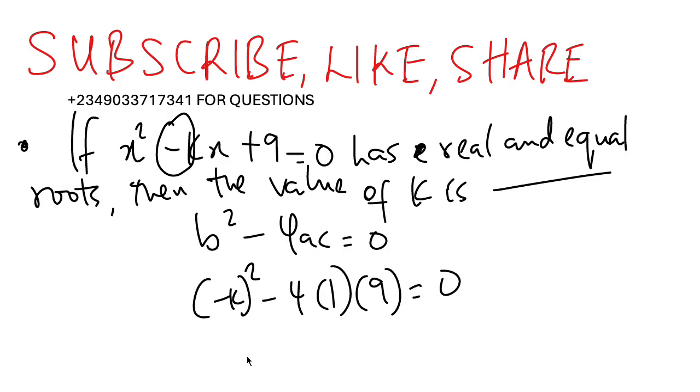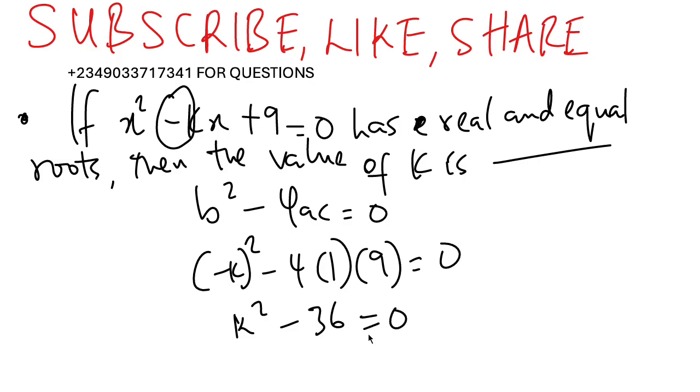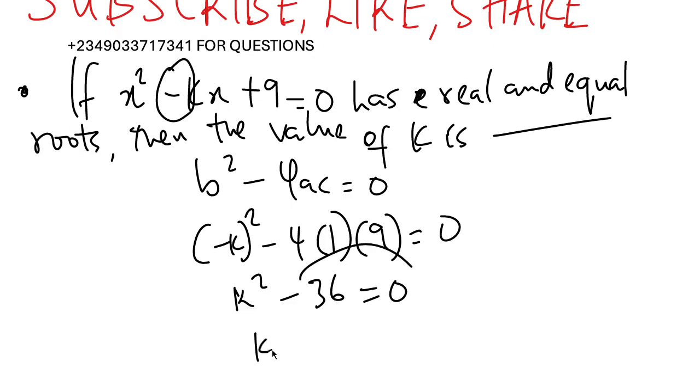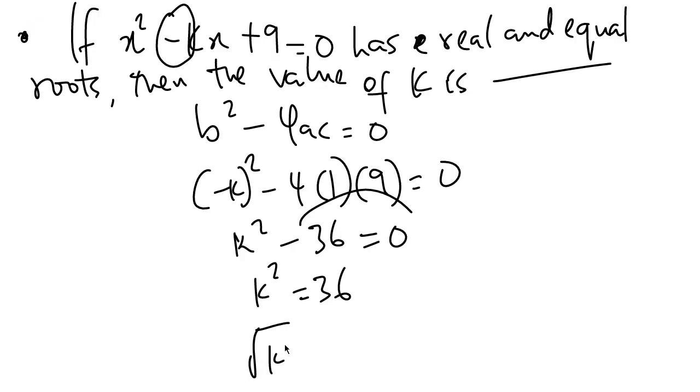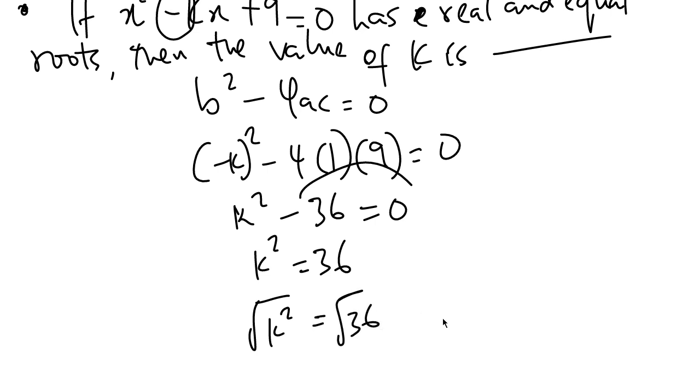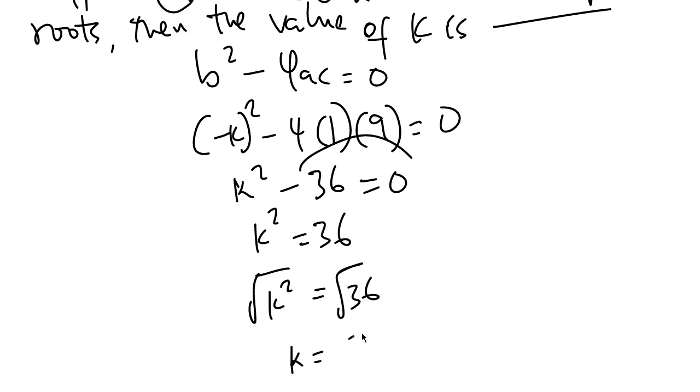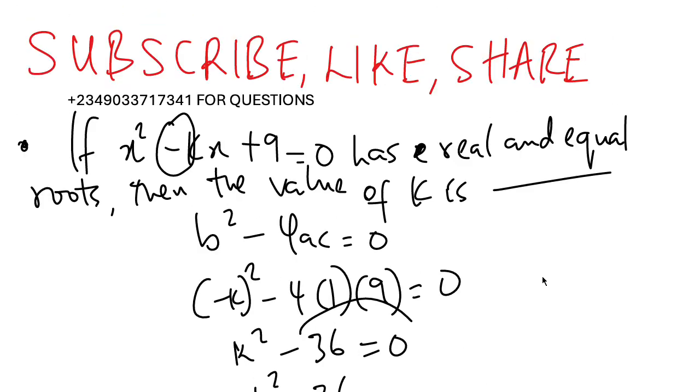Negative k squared is going to leave us with positive k squared, and then minus 4 times 1 is 4, times 9, which is 36. So k squared minus 36 is equal to 0. The negative 36 moves to the right-hand side and becomes k squared is equal to 36. Then we find the square root of both sides: the square root of k squared is equal to the square root of 36. So k is equal to plus or minus 6. Those are the two possible values of k for which x squared minus kx plus 9 has real and equal roots.